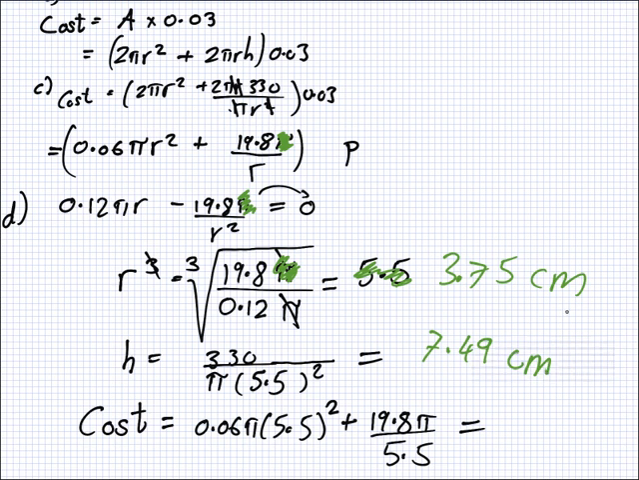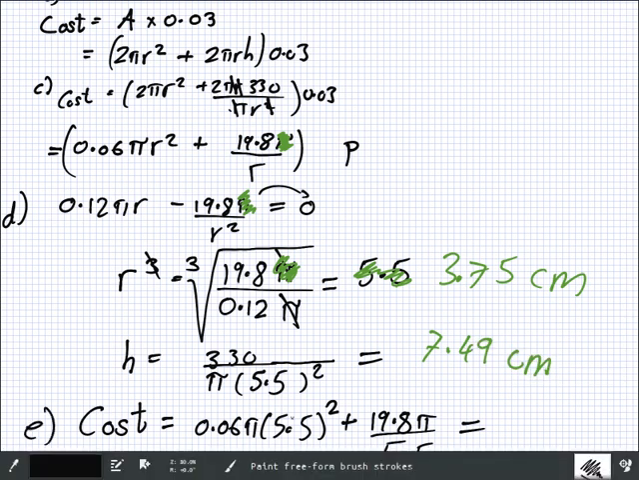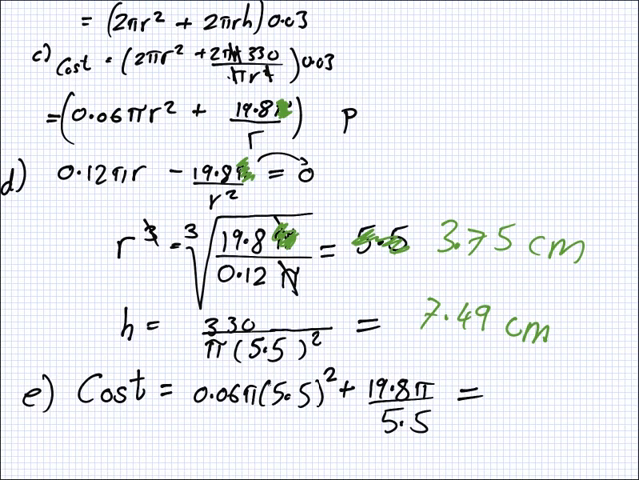Okay, and then part E is what's the cost. So if you sub in your 3.75, that's a 3.75 there. Oh, I've got an eraser.